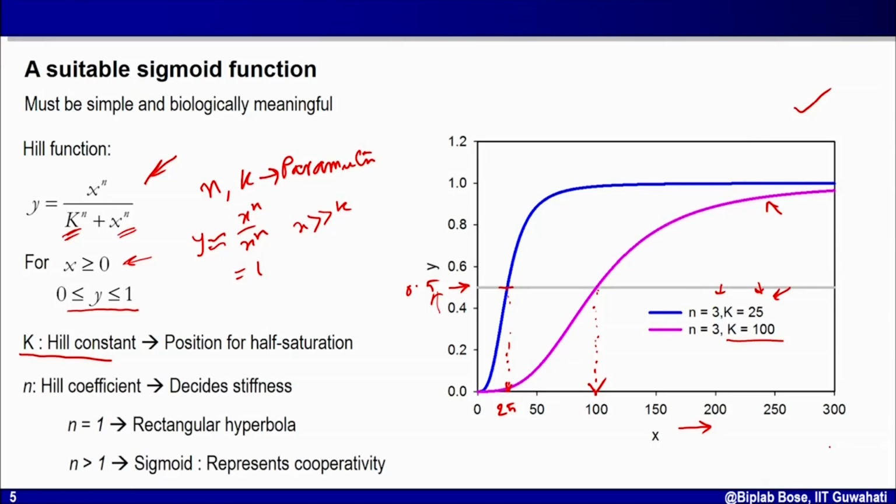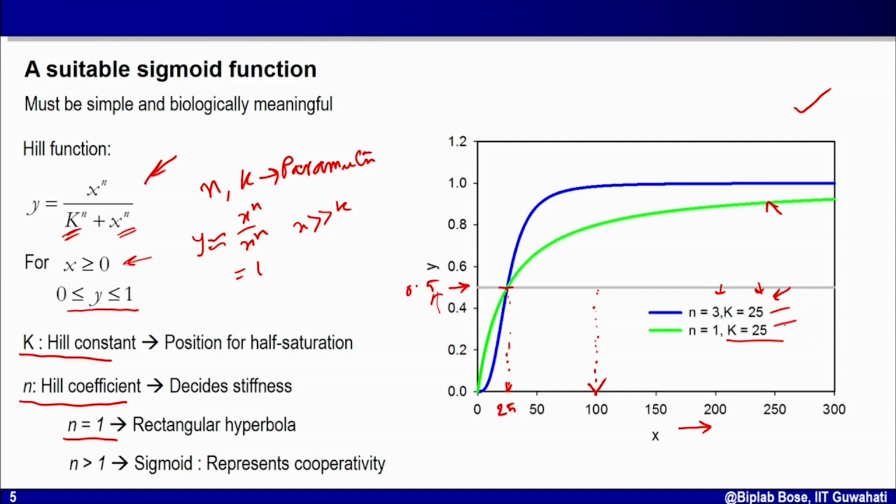n is an interesting parameter. n is called the Hill coefficient, and it decides how stiff this S-type figure, this sigmoid curve, would be. If you take n equal to 1, I don't get much stiffness. I get a rectangular hyperbola type thing. What I have done here, remember k is the same in both the curves, that is 25, so half saturation is at 25. But in blue n is 3 and in the green one n is 1. So I have reduced the Hill coefficient to 1, and you can see the curve has lost its sigmoid behavior and it has become a rectangular hyperbola.